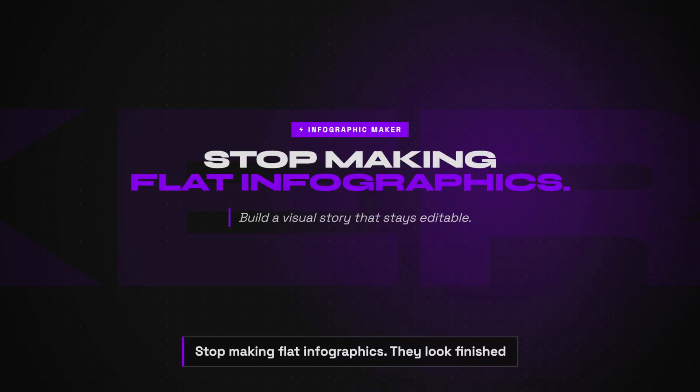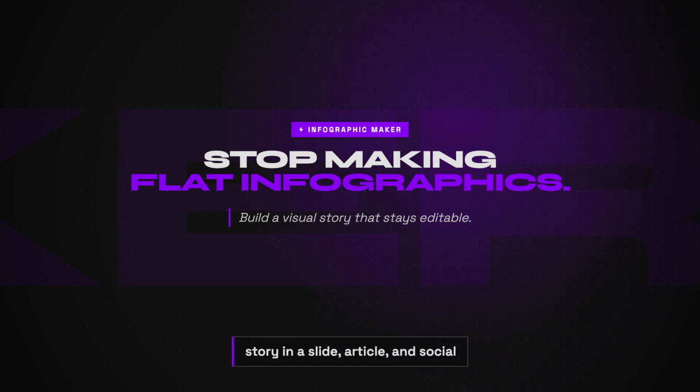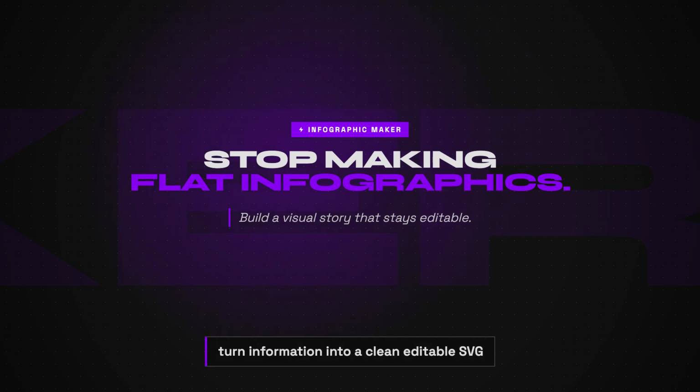Stop making flat infographics. They look finished until one number changes, the brand color gets updated, or you need the same story in a slide, article, and social post. Then the polished image becomes a dead end. A better infographic maker should turn information into a clean, editable SVG you can keep improving.